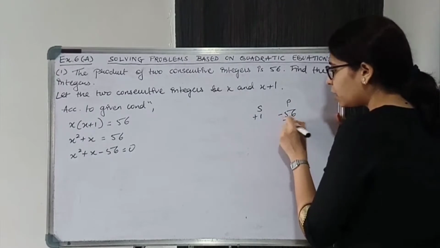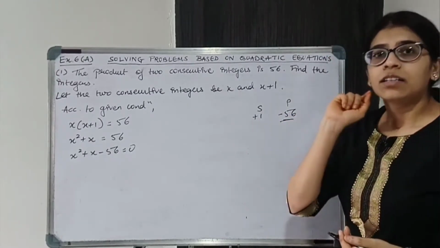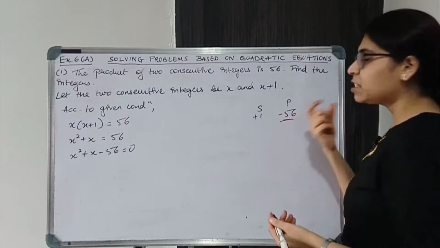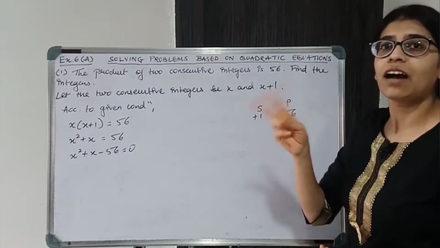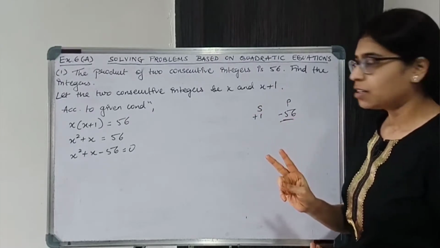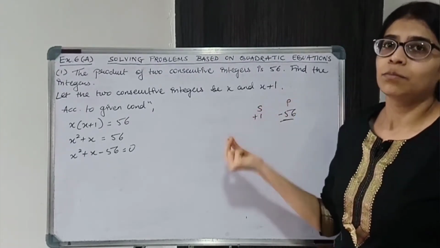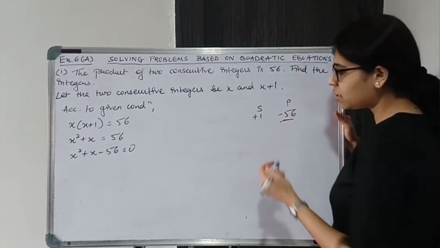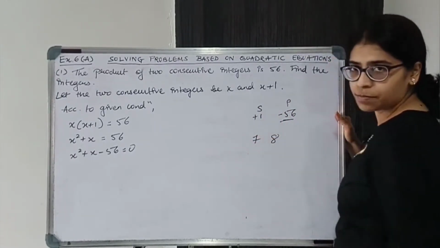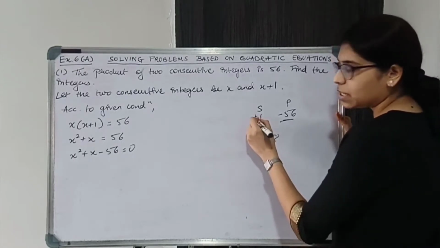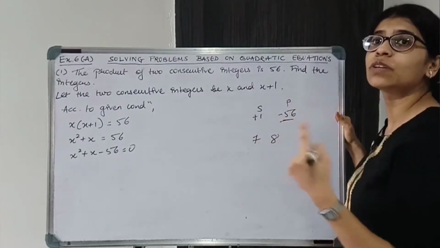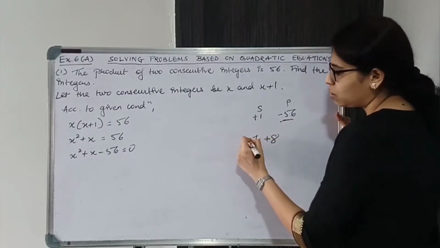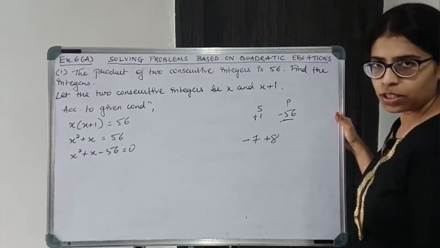So whenever the product is negative, it means the numbers are of opposite sign. Okay, so that means one is positive, other is negative, both have opposite signs. All right, so basically you have to subtract the numbers whenever the product is negative. So there are two numbers, one is 7, other is 8. Okay, so the sum will tell you which one is positive, which one is negative. So if the sum is positive, it means the greater is positive and the smaller is negative. Okay, so this is very easy.